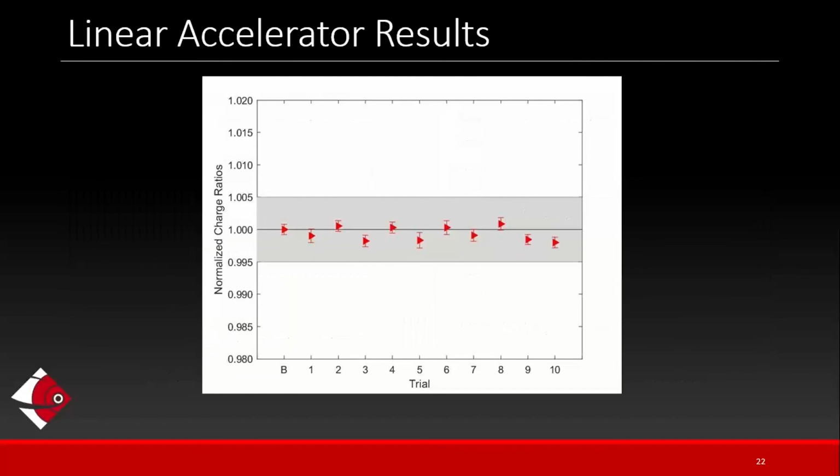The results here for the linear accelerator measurements show a completely different story than the strontium-90 results, as there is a lot more precision and all fall within plus or minus 0.3% of the baseline value, indicating that the positioning uncertainties for the strontium-90 play the largest influence into the results from that method.